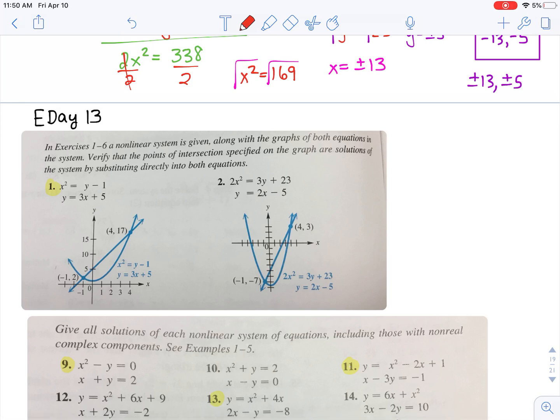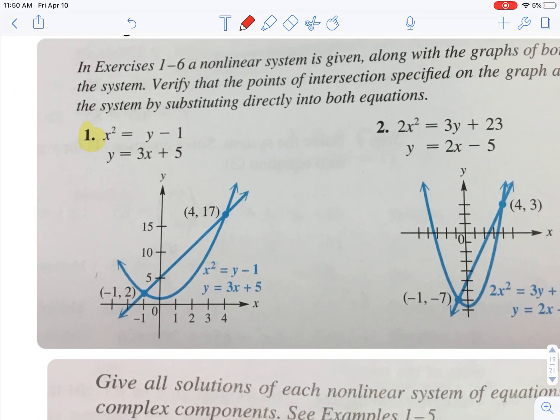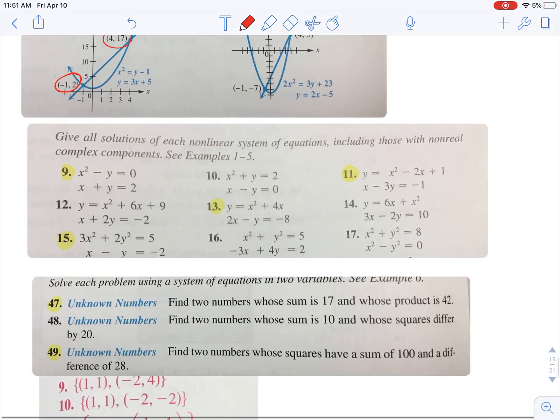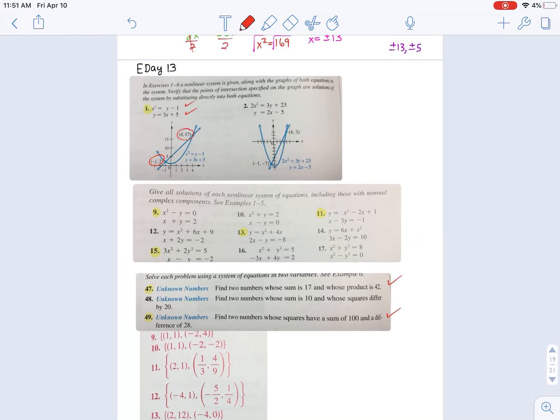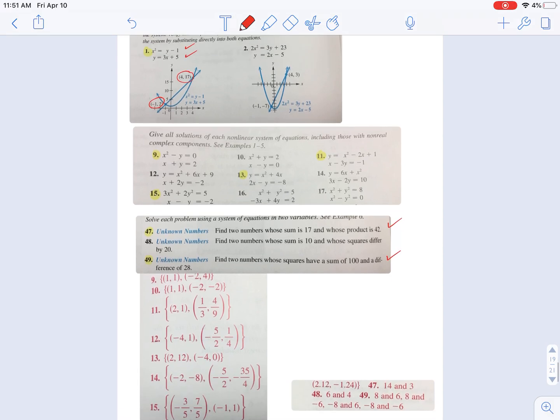Today is E13. This first question says verify that these are the solutions. So you can see your solutions here. To verify means you're plugging in and making sure it's true in both equations. And then we have, looks like 4 problems that should mirror the notes that we did, and then 2 that should mirror the last 2 problems. I need to see work for all of these, and you can do it on paper, you can do it on Notability, and you can submit it to eDay13.